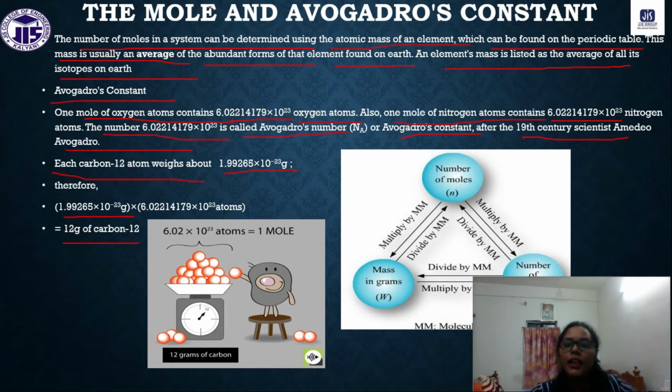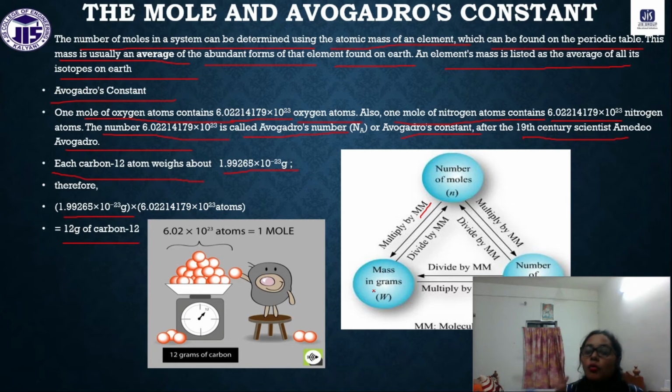Now, if we multiply the number of moles by the molar mass, or molecular mass, we will get the mass in gram. So these are some of the concepts that we have. One mole of a substance means that whatever the molar mass or molecular weight of the substance is, that many grams will be present.